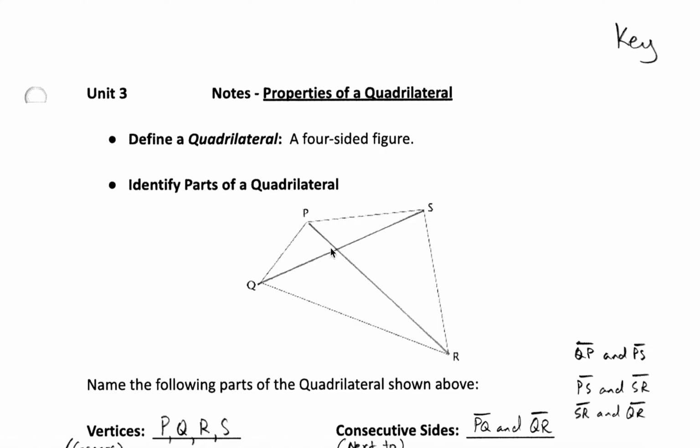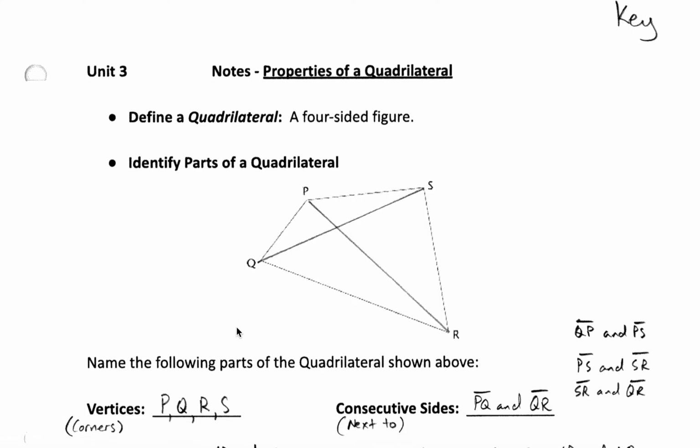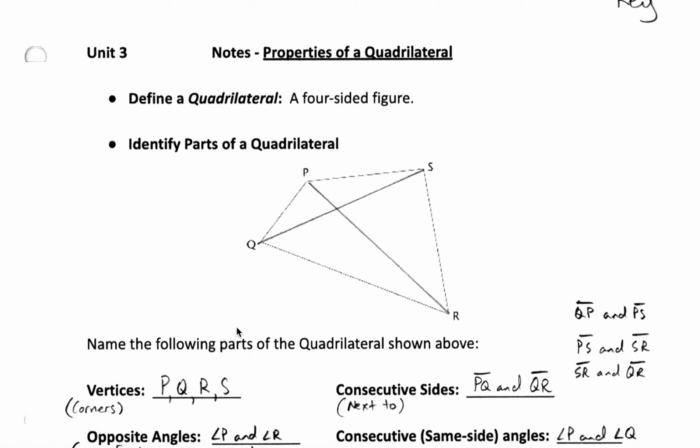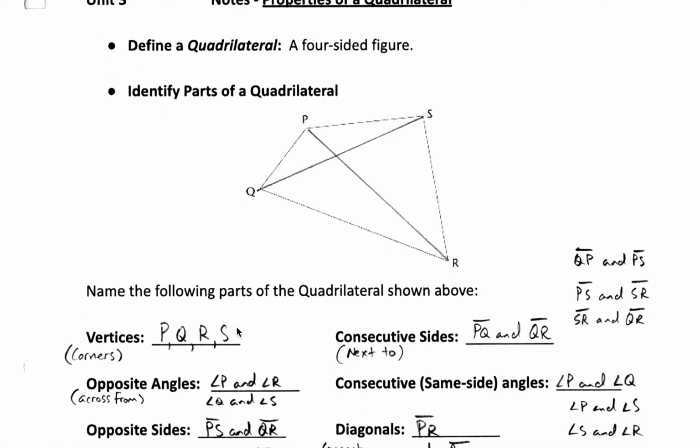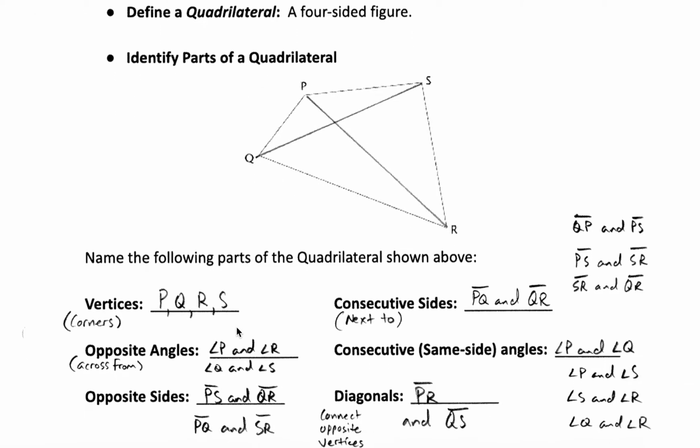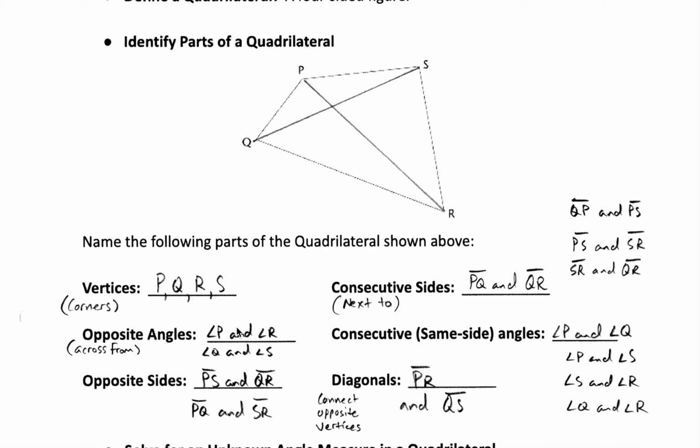This diagram right here is a generic sort of quadrilateral. Notice that none of the sides seem to be equal. None of the angles seem to be equal measures, and none of the sides seem to be parallel or perpendicular. So nothing special about this quadrilateral other than it has four sides. We're going to use this basic figure to talk about the parts of a quadrilateral, and then we'll be able to apply these parts to more special types of quadrilaterals in future videos.